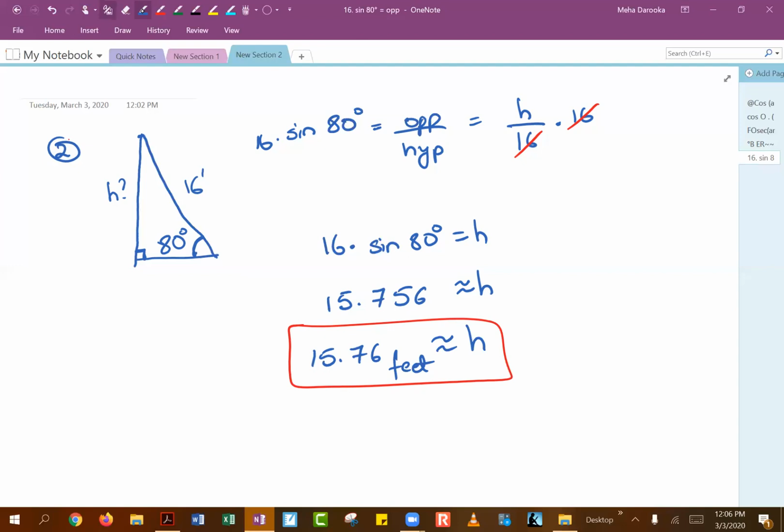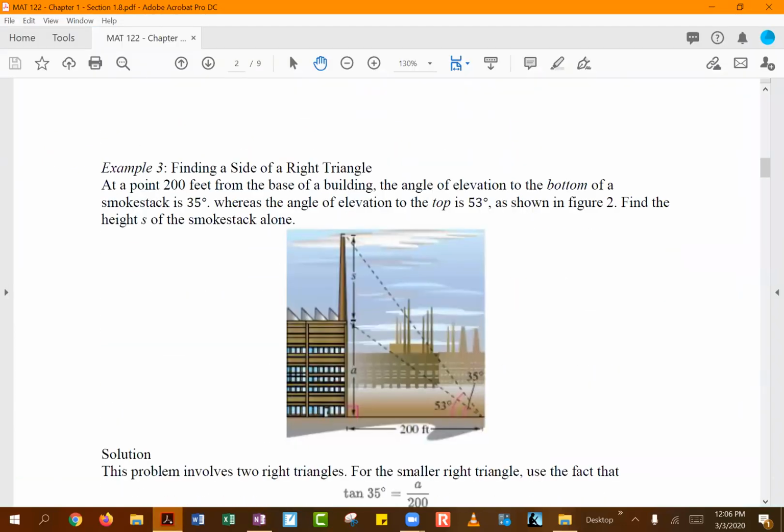Alrighty, let's go on to our next example here. So this guy here is talking about at a point from the base of the building, so this is our building right here. So 200 feet away from the building, your angle of elevation to the bottom of the smokestack is going to be 35 degrees. So that's that smaller angle there. Whereas the angle of elevation to the top of the smokestack would of course be 53 degrees. They want to know what's the height of the smokestack, right? So two different angles of elevation, but they are still looking at it from the same distance of 200 feet away from the building, right?